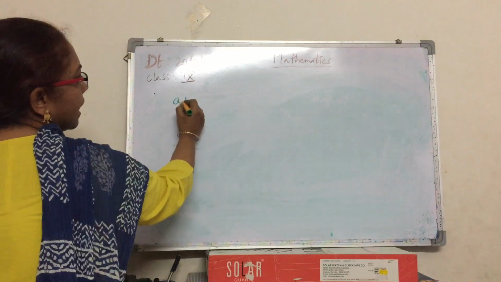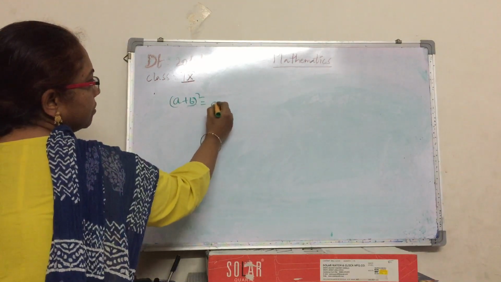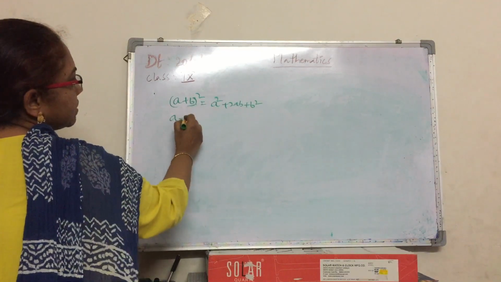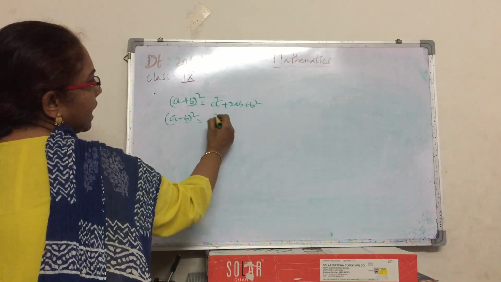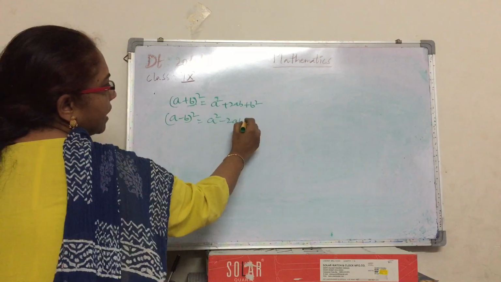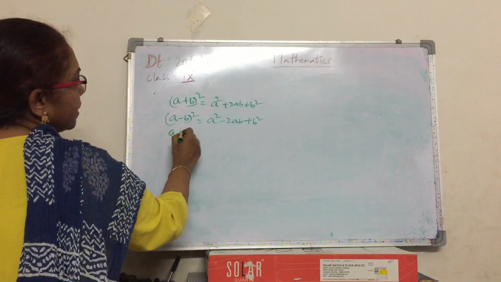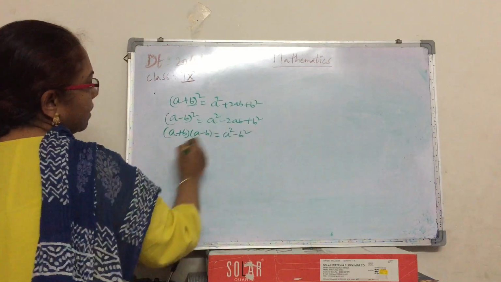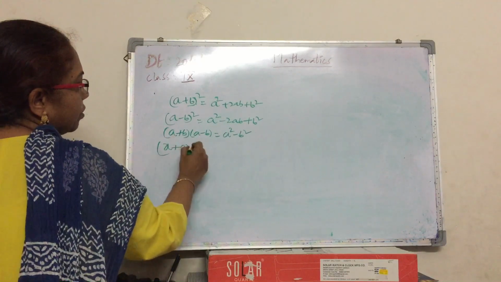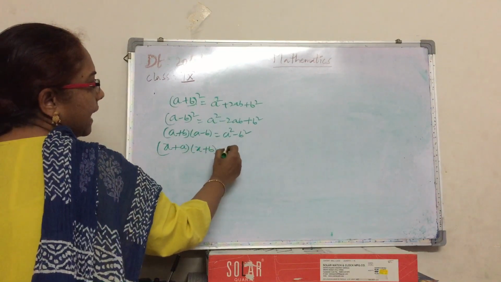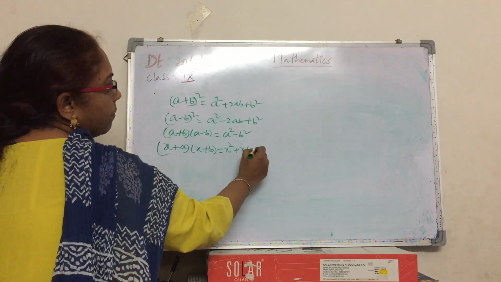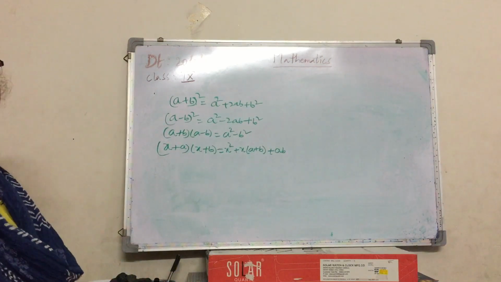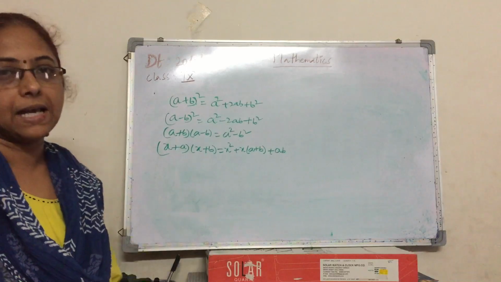One is (a plus b) whole square is equal to a square plus 2ab plus b square. (a minus b) whole square is equal to a square minus 2ab plus b square. (a plus b) into (a minus b) is equal to a square minus b square, and (x plus a) into (x plus b) is equal to x square plus x(a plus b) plus ab. So these 4 algebraic identities we used in 8th class.